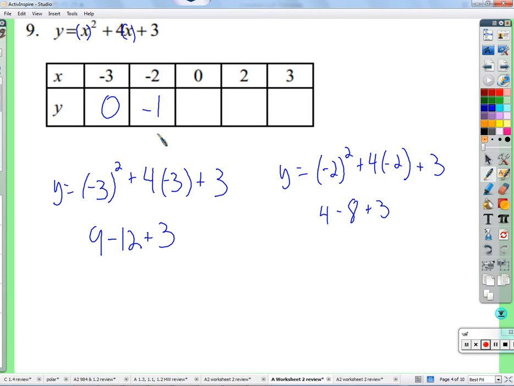0, easy, right? All the x terms, anything that has an x that's multiplying it, goes away, and we're left with 3. If we plug in a positive 2, it'd just be like this, except this would be a positive 8 instead of a negative 8. So we would get 12, 15. And when we plug in 3, it would be just like when we put in negative 3, except we will wind up getting a positive 12. We get 21, 24.